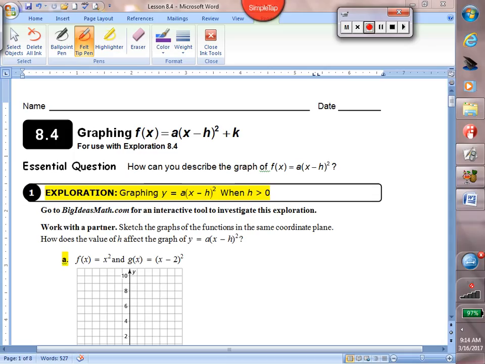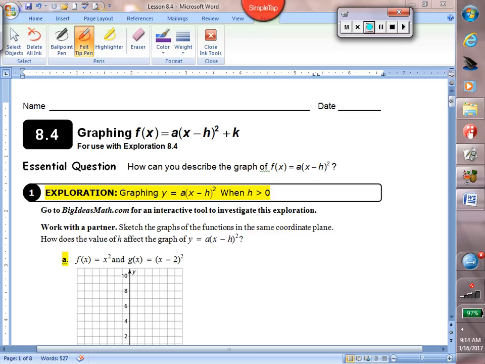Please open to page 260 in your student journal. Today we're going to continue graphing our quadratic functions. Remember, quadratic function means the highest exponent on the variable is a 2. When we graph our quadratic function, the shape of the graph is called a parabola. It is that nice U-shaped graph that we've been working with the last couple sections.